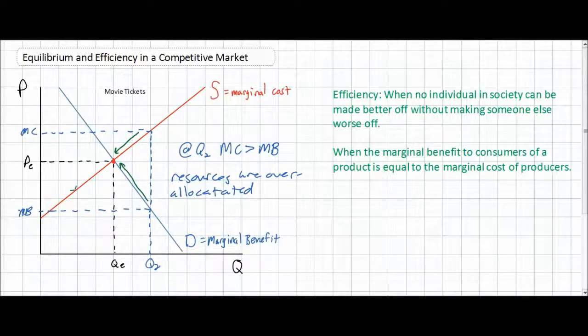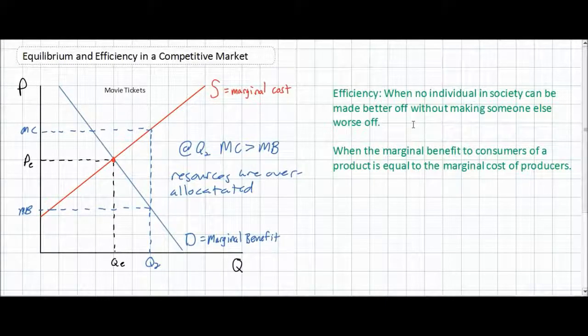So let's now conduct a similar analysis, examining the effects on consumer and producer surplus at a quantity of Q2. In that way, we can determine whether at Q2 any individual is made better off at the expense of another individual who is made worse off. In order to achieve a quantity of Q2, producers would require a price equal to their marginal cost at Q2. Therefore, the price of movie tickets would have to be much higher than PE. It would have to be equal to P2.